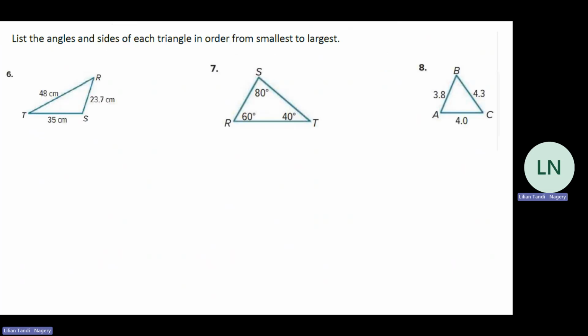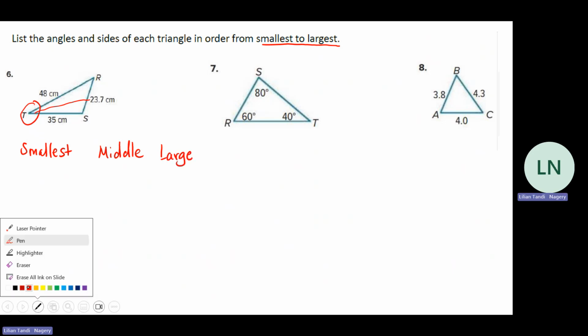Okay. All right. Now, the question wants us to list these in order from least to biggest. Okay. How do I know? This is the small side. This side is shorter than all the sides. So what am I arranging? The angles. So T is the smallest. And then followed by middle. Then followed by large.